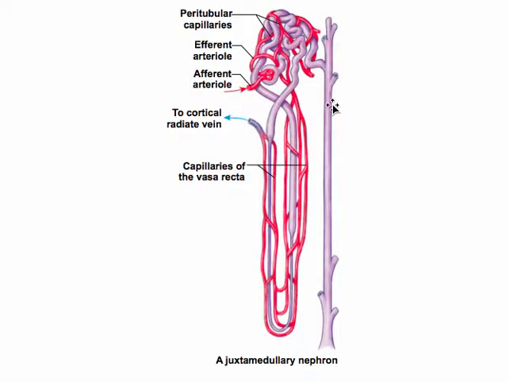Here's a juxtamedullary nephron, and in the juxtamedullary nephron, we can see we also have the vasorecta. And the vasorecta are only wrapping around the loop of Henle, and this will be down in the renal pyramid. And so it's going to have a special job, and it's going to be acting in that medulla, which has a very high salt gradient to be able to concentrate the urine.